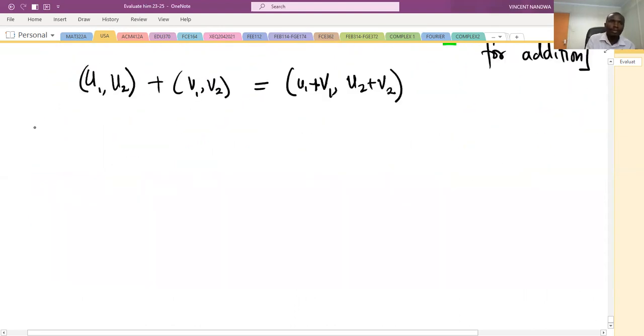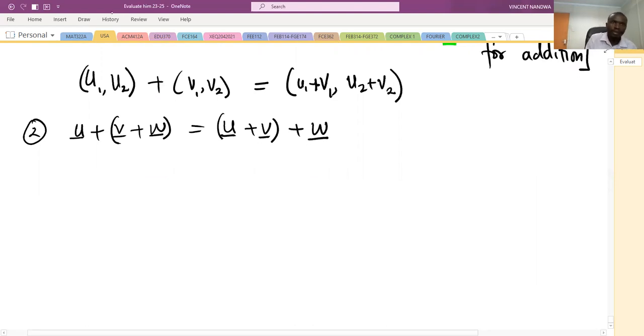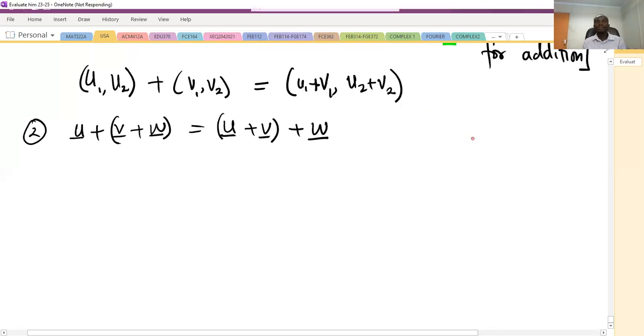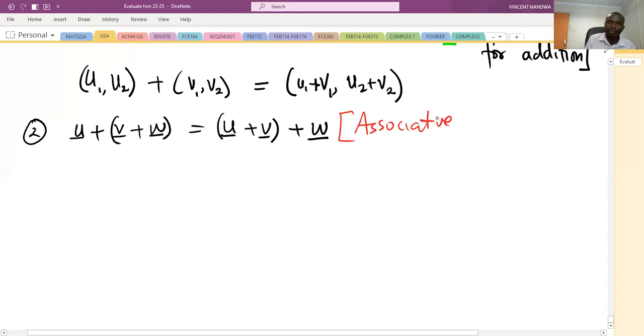And then number 2, U plus V, plus W, is the same as U plus, V plus W. Such a property is called the associative property for addition.